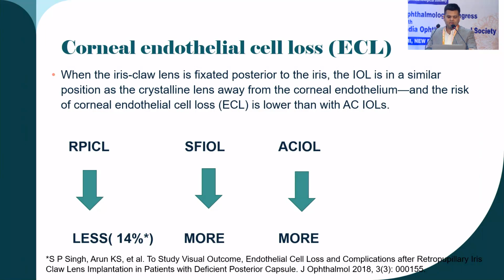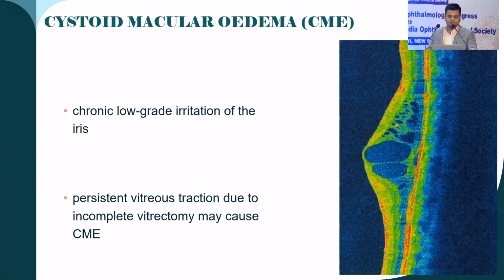Another complication we can expect is corneal endothelial cell loss. When an iris claw lens is fixated posterior to the iris, it is in a similar position as the crystalline lens, away from the corneal endothelium, and the risk of corneal endothelial loss is also lower than with the ACOL. So retropupillary has lesser endothelial cell loss compared to scleral fixated, because in scleral fixated implantation we have a longer surgery time, and obviously we know ACLs are expected to have more corneal endothelial cell loss.